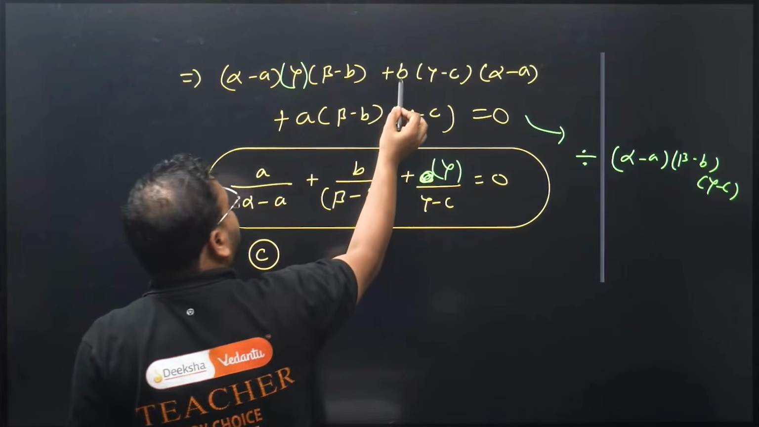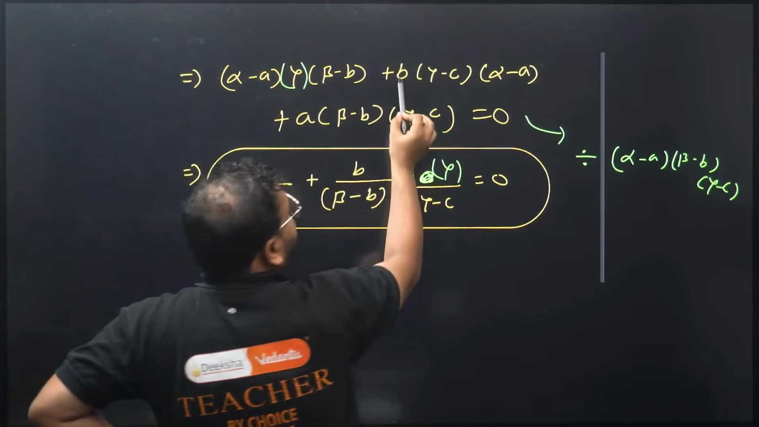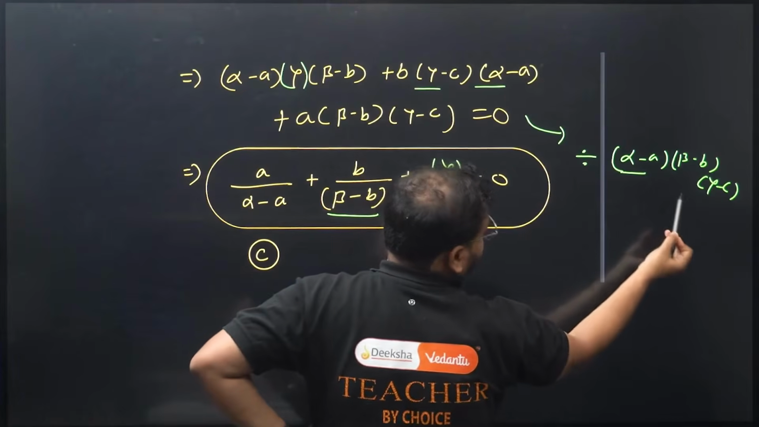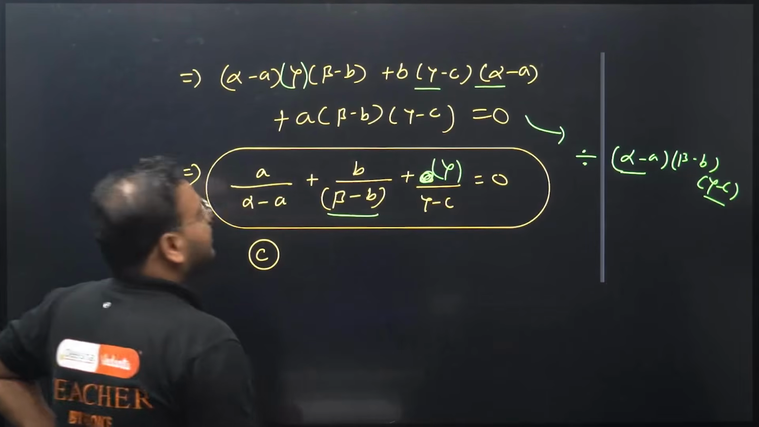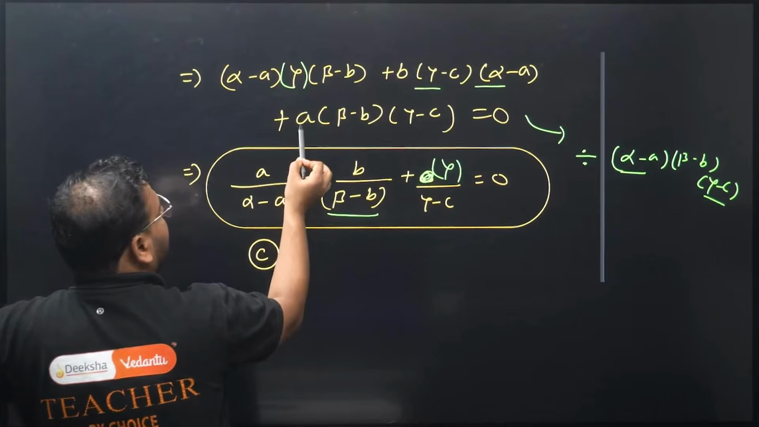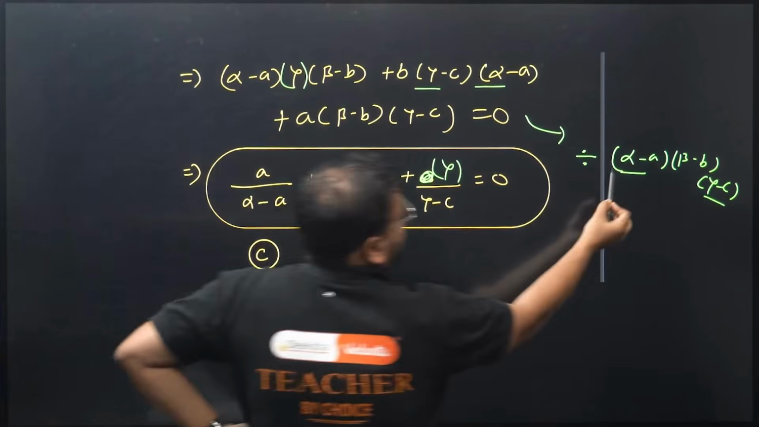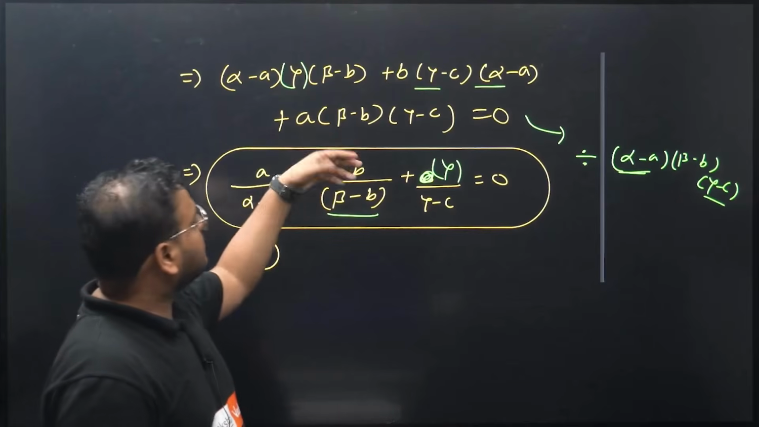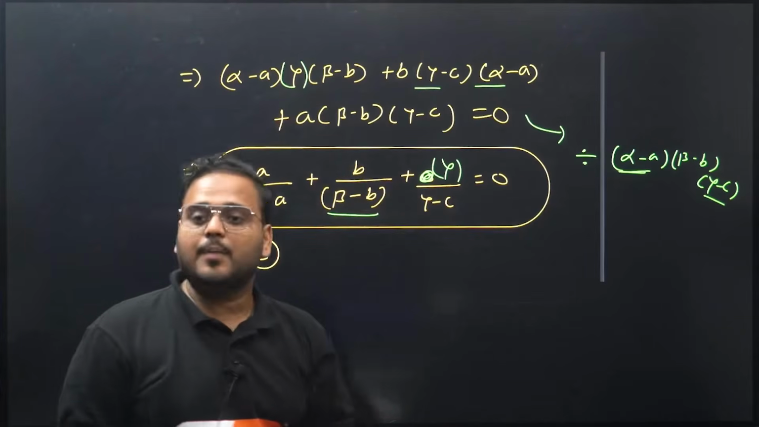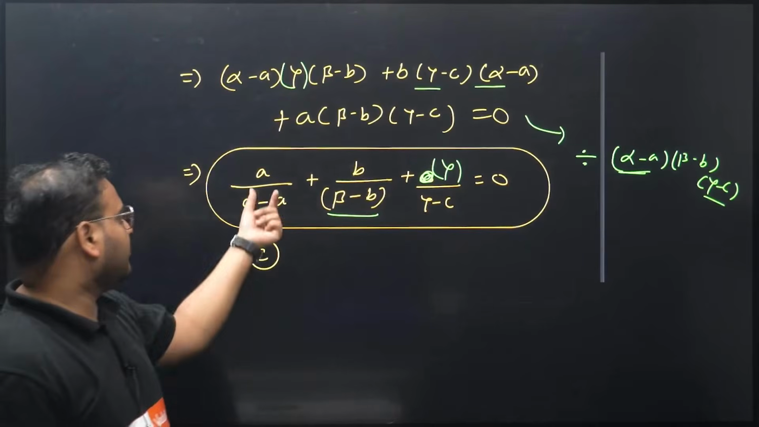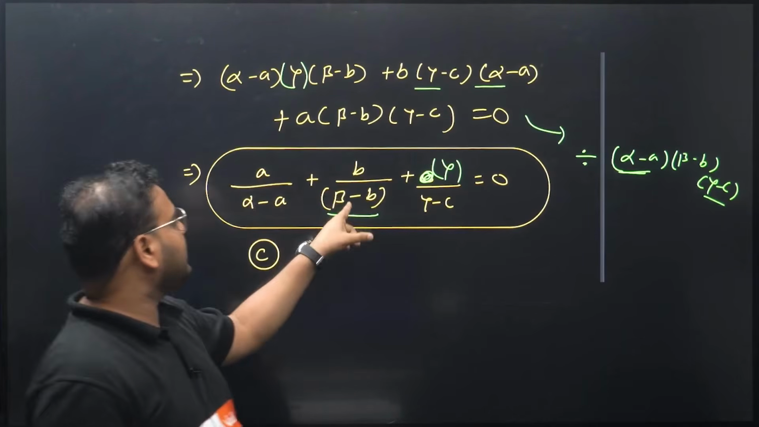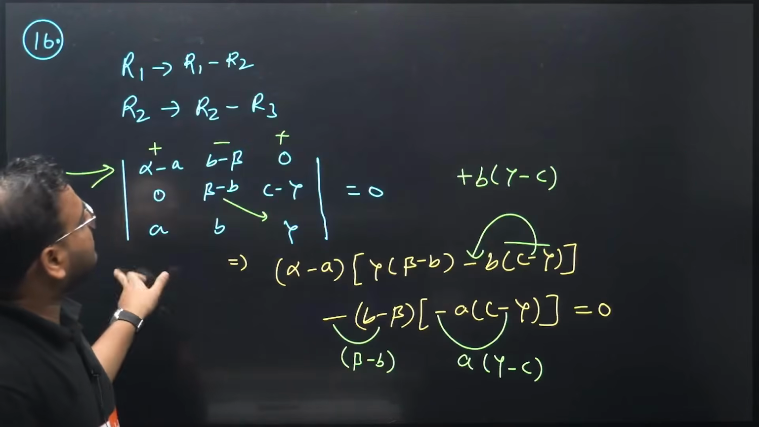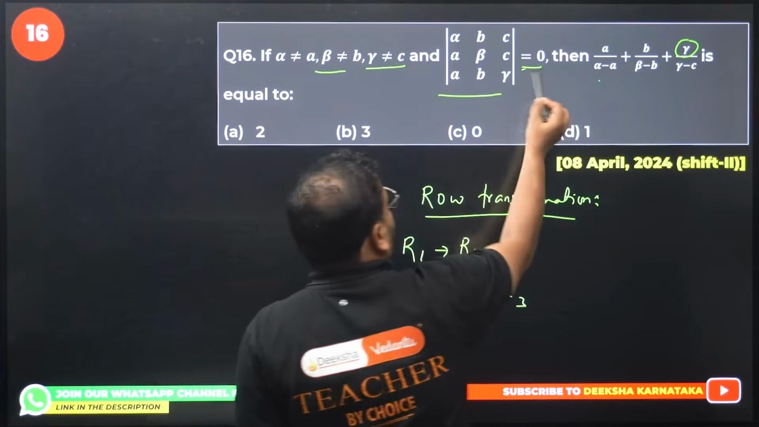Next, what we'll have? For the term b, you'll have b upon beta minus b left, because these two terms will cancel these two terms. Yeah, you'll have b upon beta minus b, and for a, what you'll have? A upon alpha minus a left. So divide every term on the three terms by alpha minus a, beta minus b and gamma minus c, the product. You have the answer as a by alpha minus a, b by beta minus b, gamma by gamma minus c is coming equal to 0. Why 0? Because they have given determinant as 0.